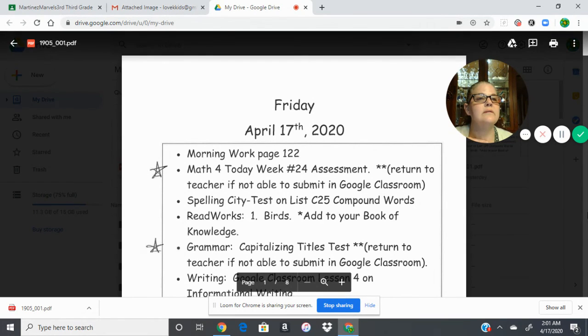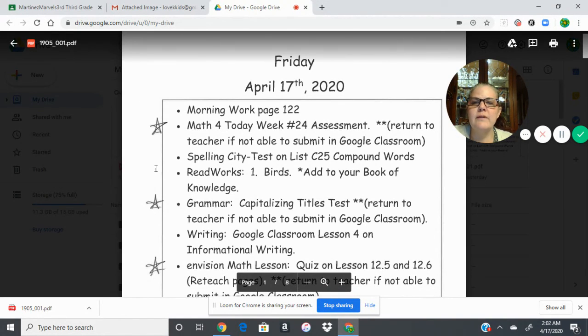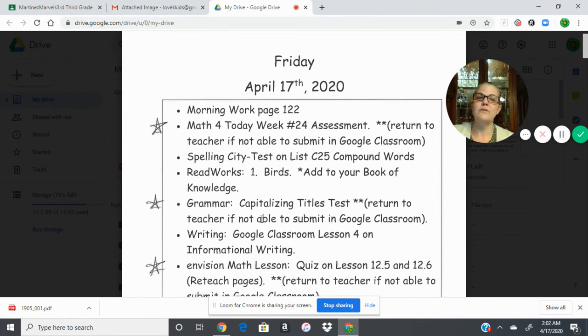All right. Let's see. Okay, so we have our page pulled up, and I put a star by the things that I do need to have back. So if you don't do them in Google Classroom, then you'll have to send them back to me with a picture. Google Classroom sends it right to me when you finish it.